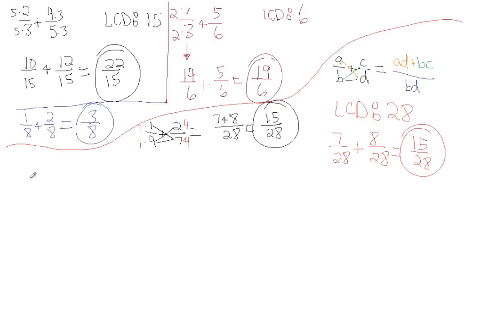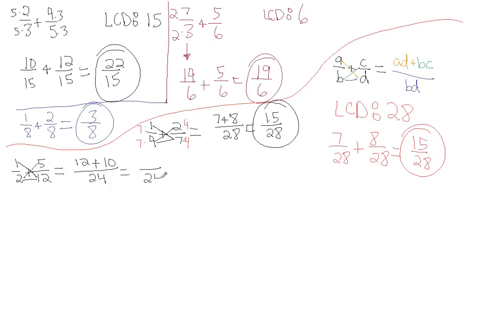Let's do another one. Let's add 1/2 and 5/12. Well, we do the cross product. We multiply 1 and 12. 1 times 12 is 12. We're adding. 2 times 5 is 10. And the denominator, 2 times 12 is 24.